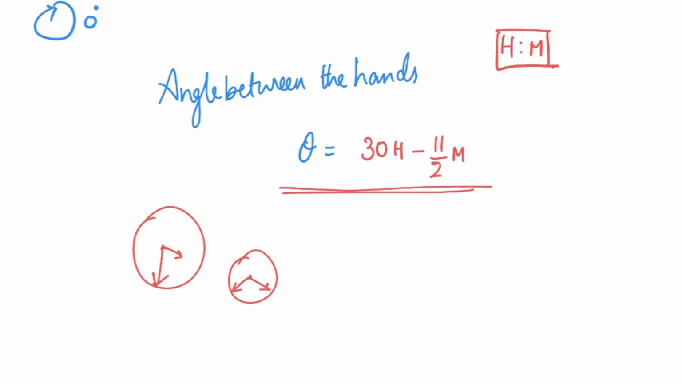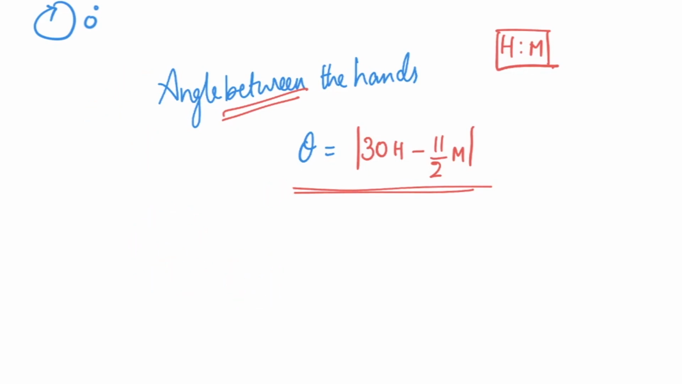So this angle may be positive or negative, but as angle between the hands is required, whether it is clockwise direction or anti-clockwise direction, we only consider magnitude. So whether it is positive or negative, we only consider positive value. So angle between the hands theta is equal to modulus of 30h minus 11 by 2m, provided time is h hours m minutes. Got it? Remember this, theta is equal to 30h minus 11 by 2m, where h denotes number of hours, m denotes number of minutes, and always the difference must be positive. That's why we are writing it under modulus.